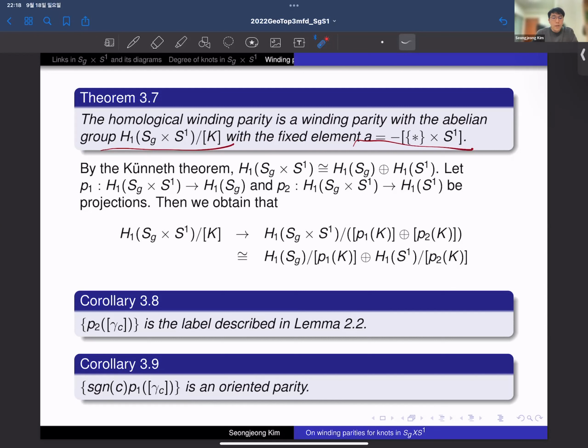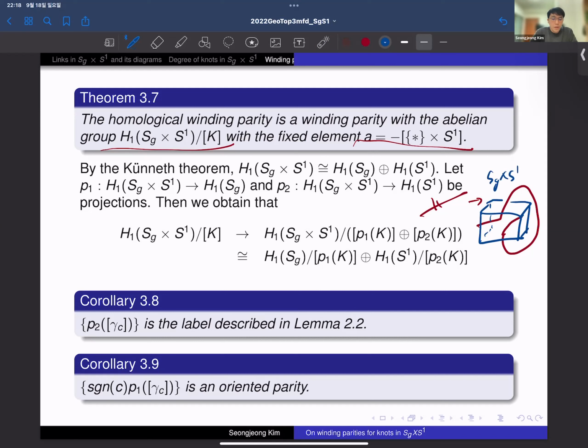And here, one interesting point is that the fixed element is star times S1. And why is this the fixed element star times S1? Because actually the double line presents such kind of situation in S8 times S1.